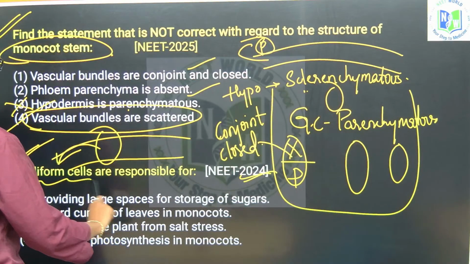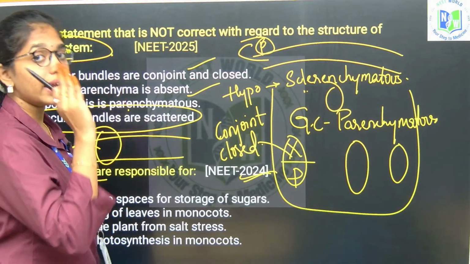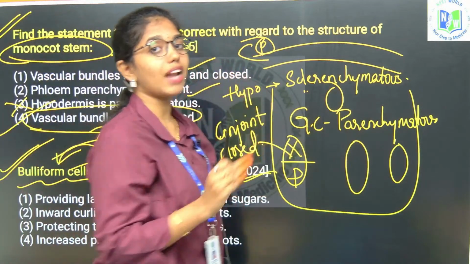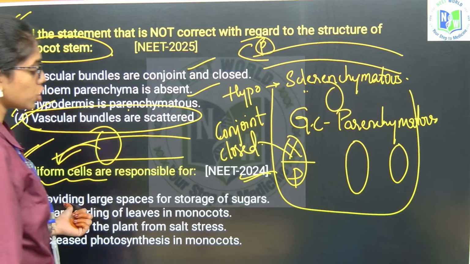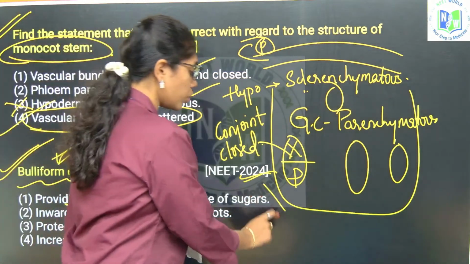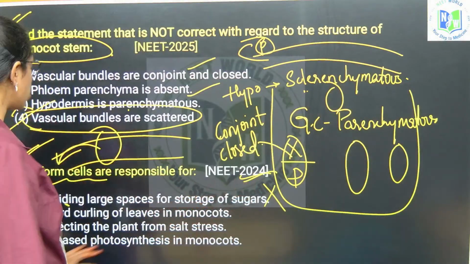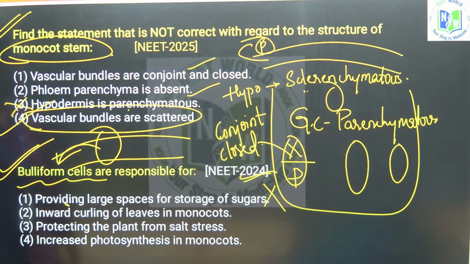These bulliform cells play a major role in the leaf during both turgid and flaccid conditions. So what are they responsible for? Here, if you see, option one says they provide large spaces for storage of sugar. No, they don't have any function in the storage of sugar. Next is inward curling of leaves in monocot.